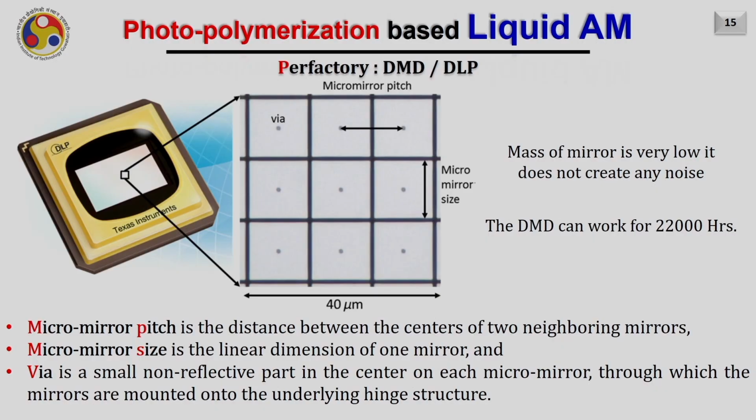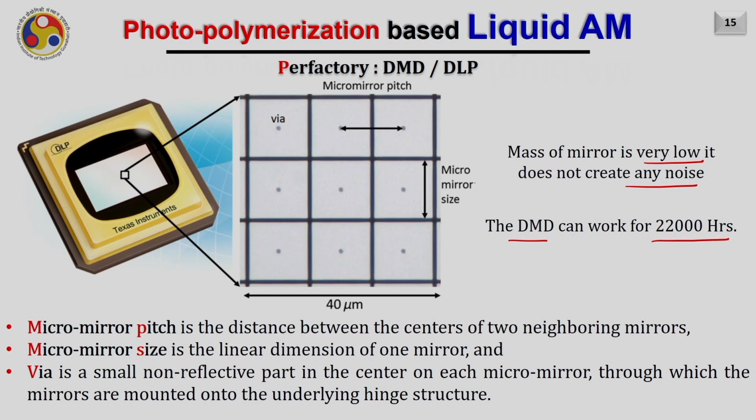However, in the real DLP system, this permanent magnet doesn't move. What we do instead is we have electromagnetic coils, and each coil can be activated or deactivated through an outside source. So an array of input can be given like 1010, and wherever it is 1, the mirror gets activated, and wherever it is 0, the mirror gets deactivated. The mass of the mirror is also very low, and as it's very low, the motion of the mirror doesn't create any noise. A typical DMD system can work for 22,000 hours.